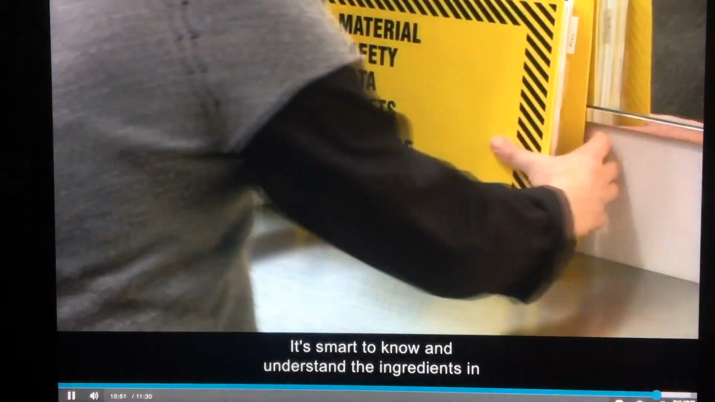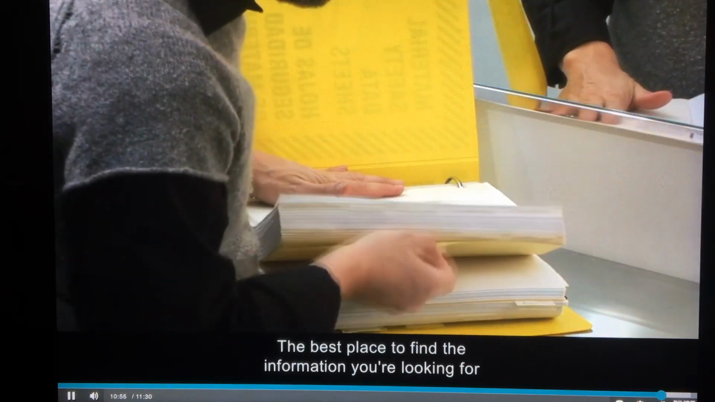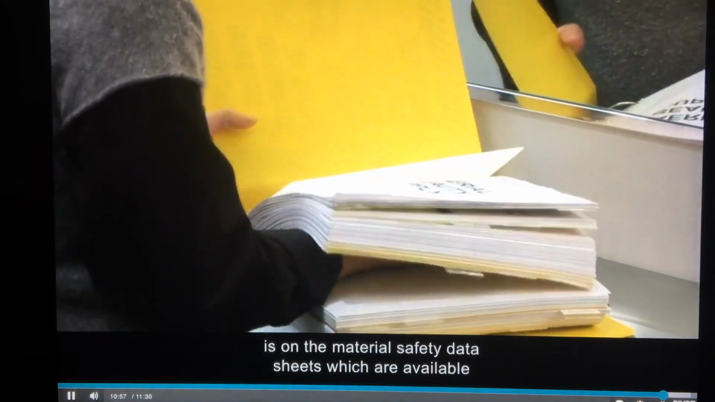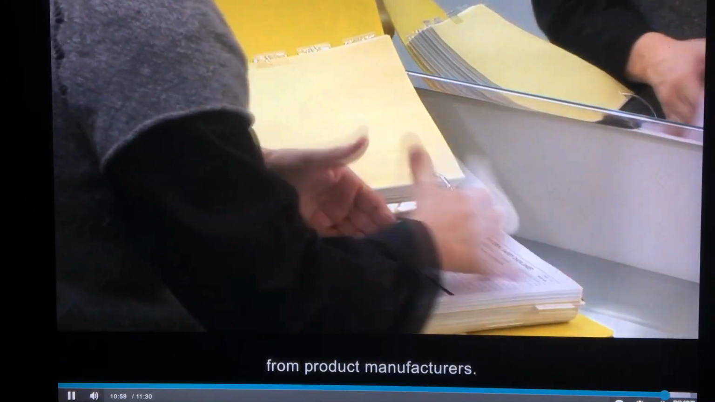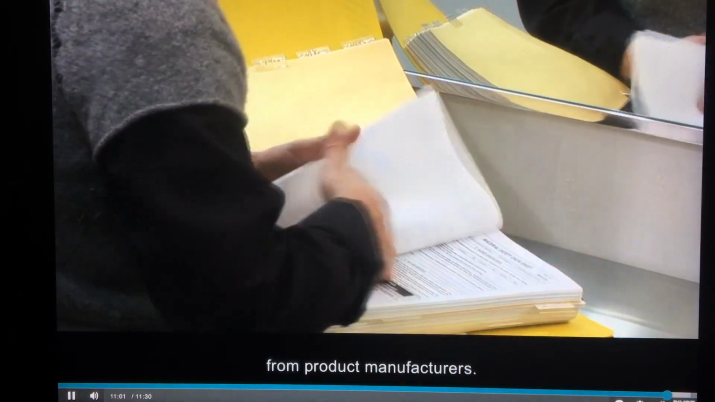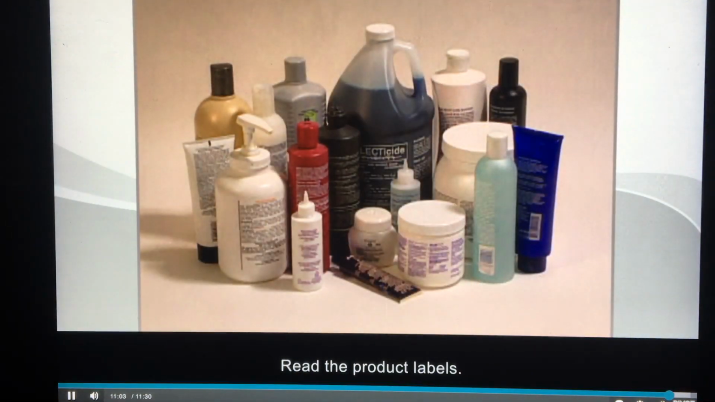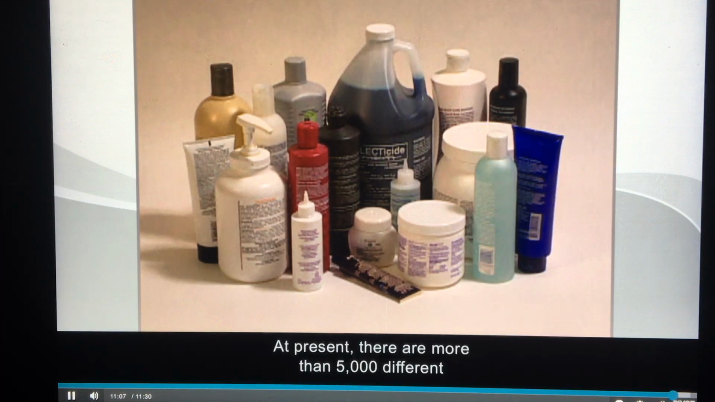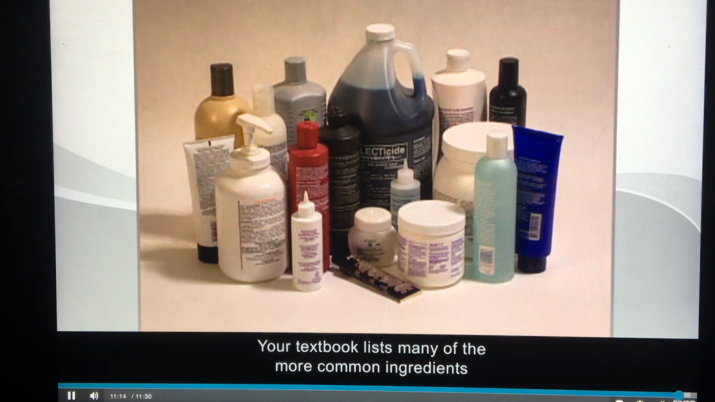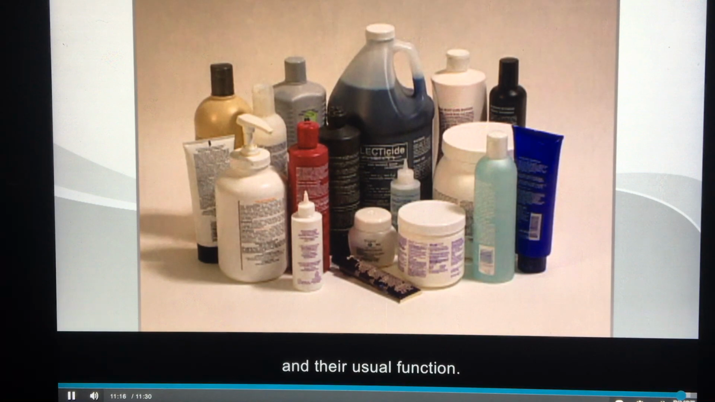It's smart to know and understand the ingredients in the products you use. The best place to find the information you're looking for is on the material safety data sheets, which are available from product manufacturers. Read the product labels. All the ingredients are listed in their order of concentration. At present, there are more than 5,000 different ingredients used by the cosmetic industry. Your textbook lists many of the more common ingredients and their usual function. Be sure to become familiar with them.